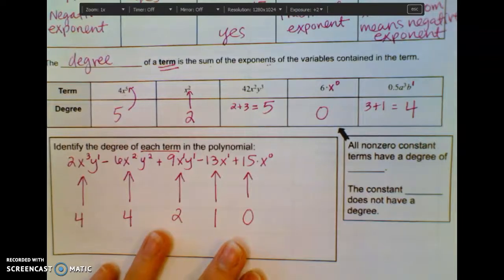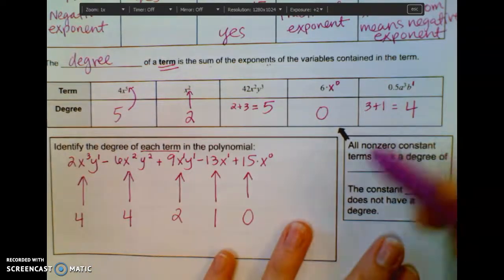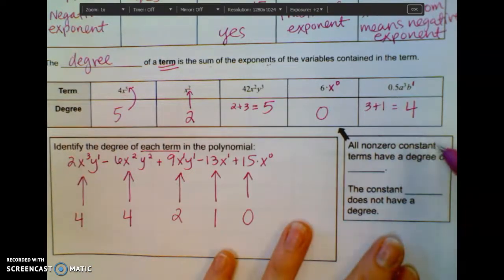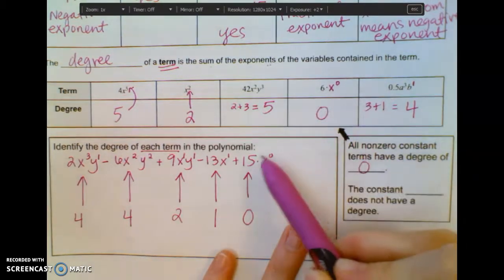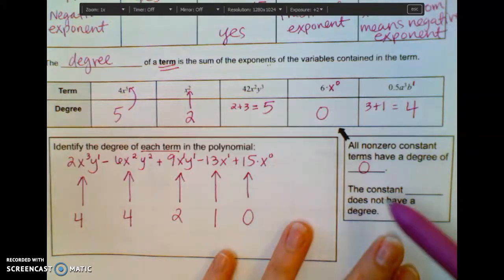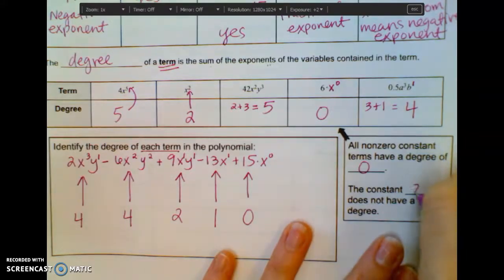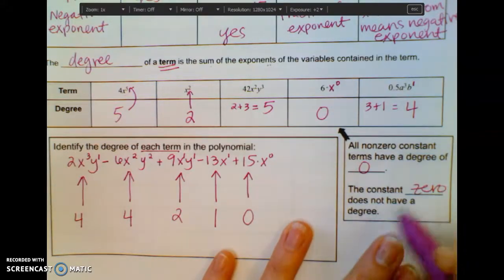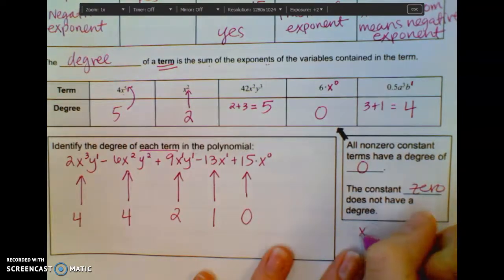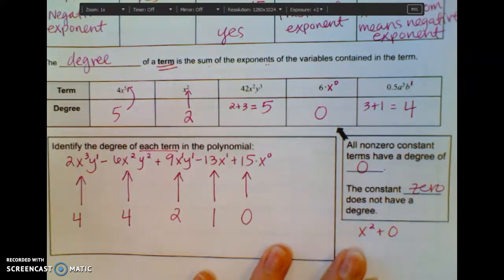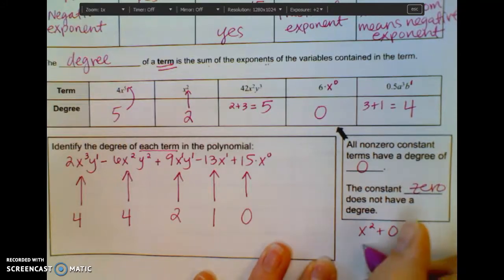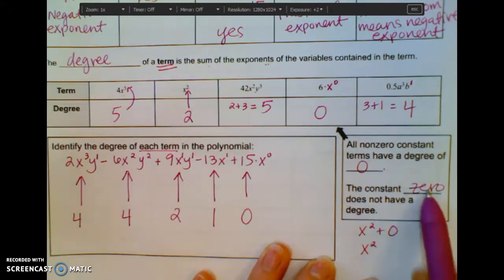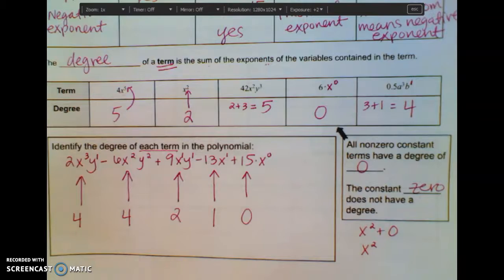of 0. And let's look at this note over here real quick. All non-zero constant terms have a degree of 0. So that's just like this. 6 has a degree of 0. 15 has a degree of 0. But the constant 0 does not have a degree. So if we had x squared plus 0, 0 does not have a degree because we don't even have to write that 0. That's the same as just having x squared. So 0 does not have a degree.